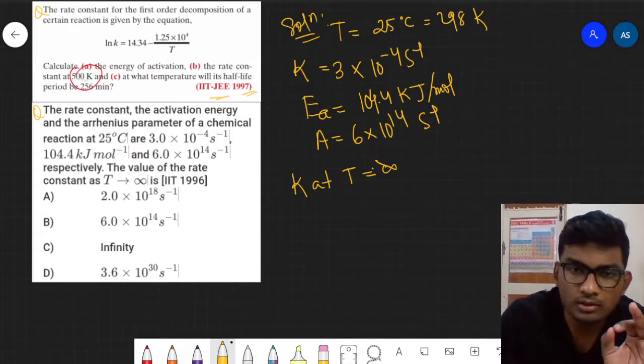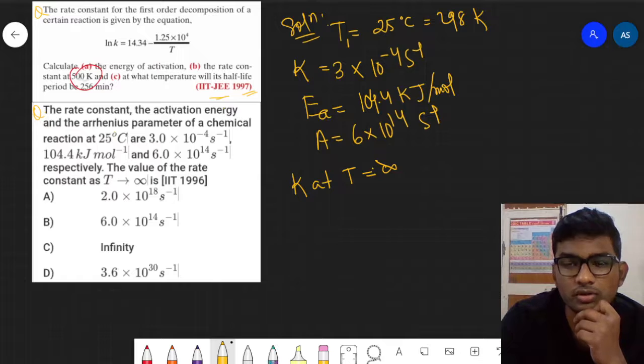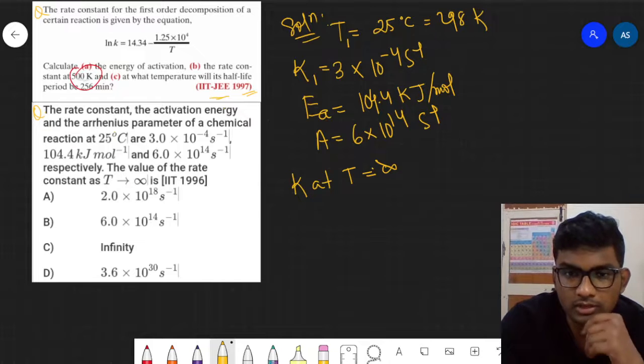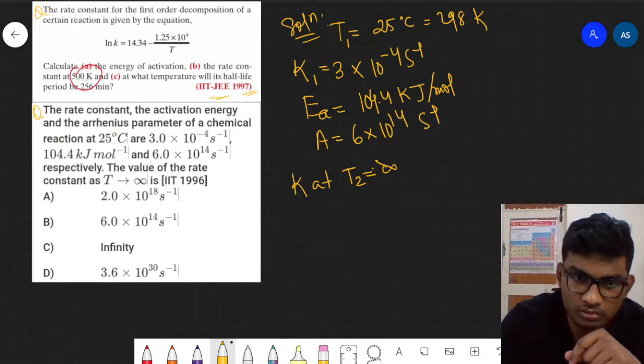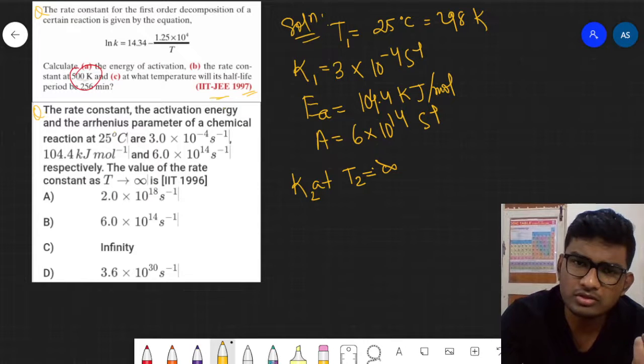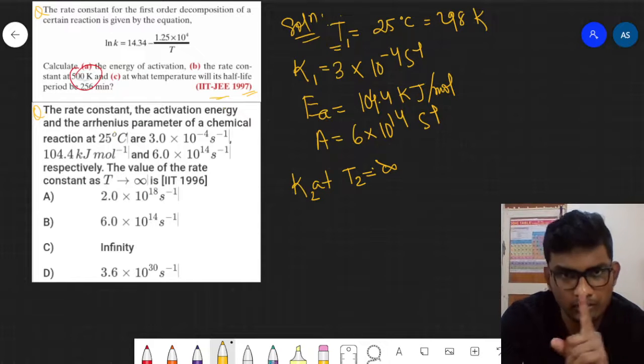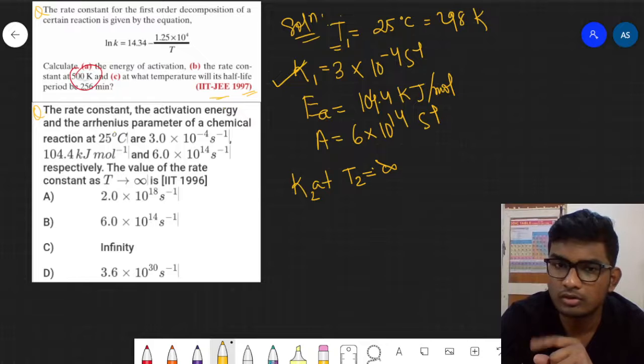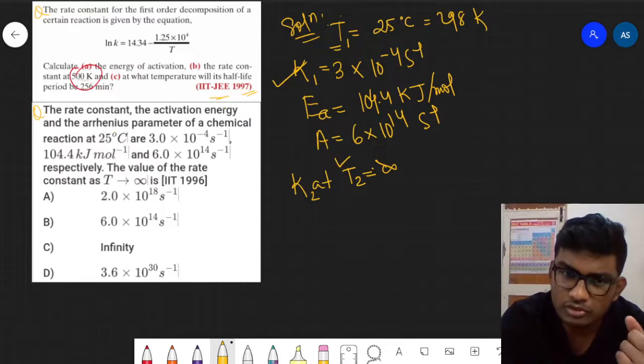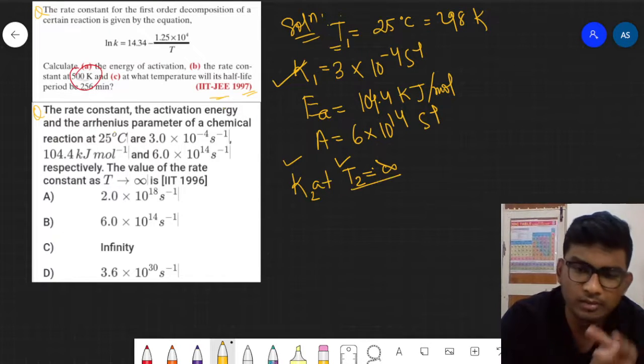Let's assume this is T1, so this will be K1. Let's assume this is T2, this will be K2. Simple, because they have already given T1 at one particular temperature, and they have given you a rate constant. They have asked at another temperature what will be the K2, and that temperature is infinite.